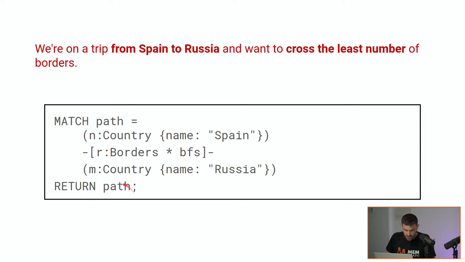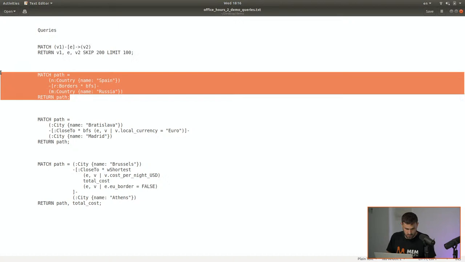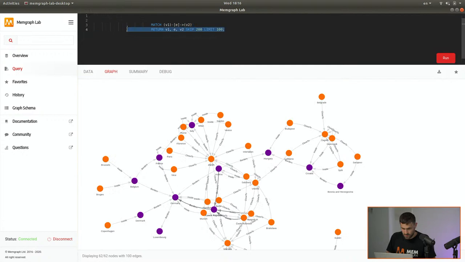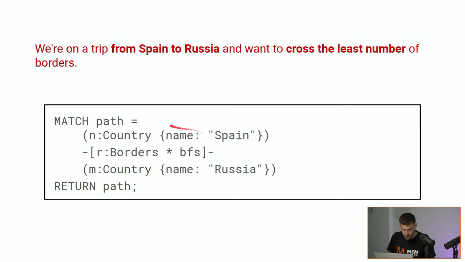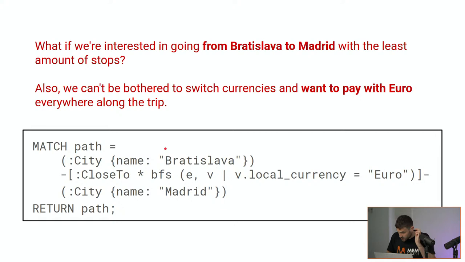So I'm gonna take this query and paste it here. So here I have that query, and I'm gonna execute that. And as you can see, here are Spain and Russia, and all borders between them visualized here.